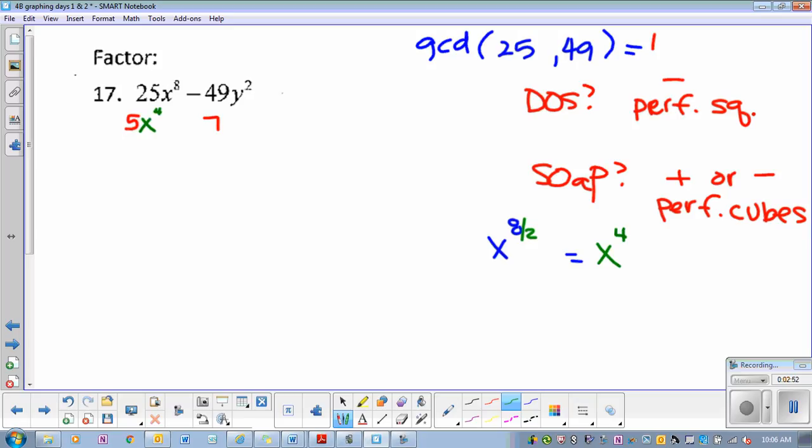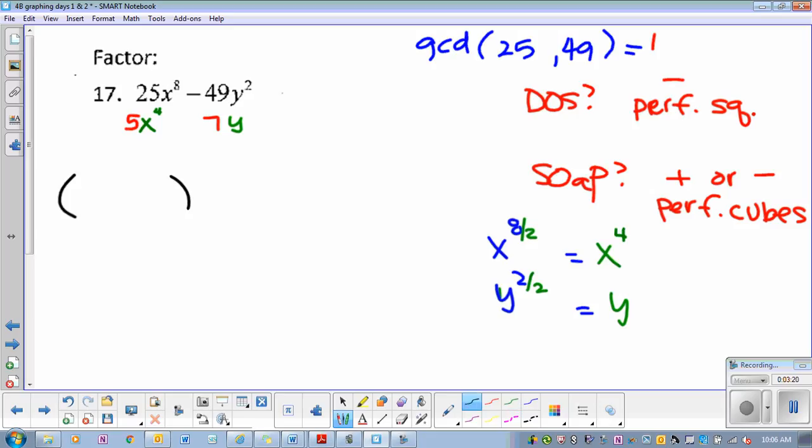So what about the y? Yeah. And then if I have y squared, well, I can take the square root of y squared, because you could also divide that exponent by 2. That gives you just y, or a y to the 1st, right? Do you agree? So this is a DOTS situation, because look at that, they're all perfect squares.